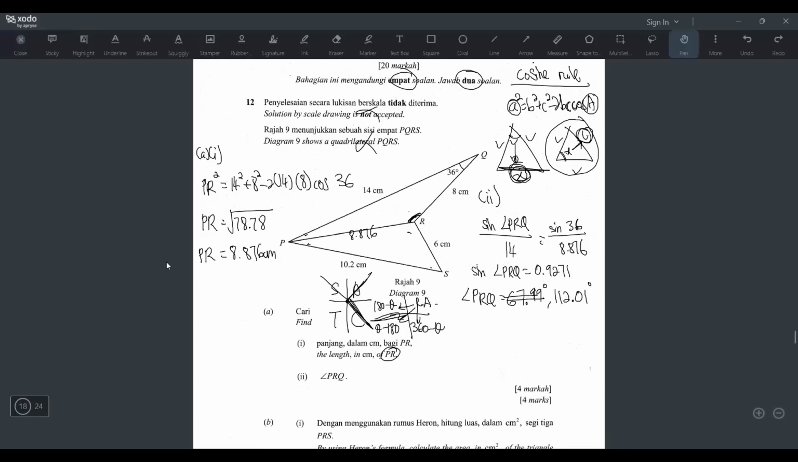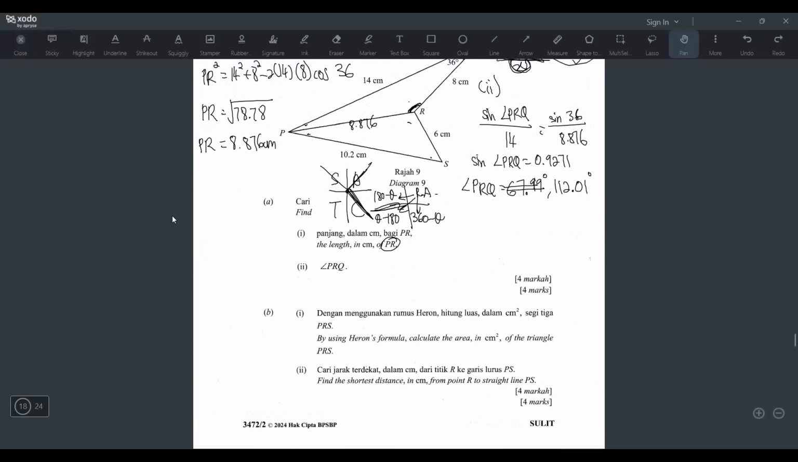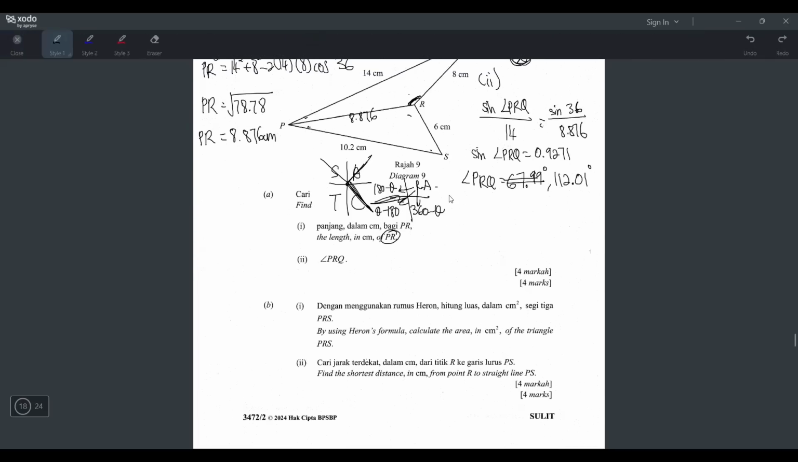Okay, I talked for a very long time already. I hope you understand. Now I'm just going to continue with B1. Okay, B1 I'll write here. They say, by using Heron's formula, calculate the area of triangle. Okay, what is Heron's formula?